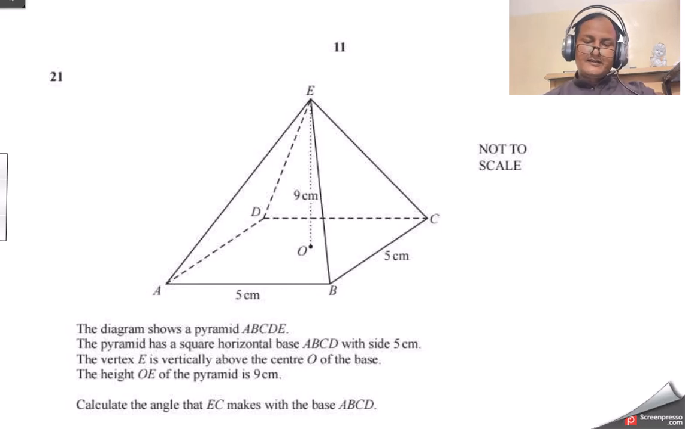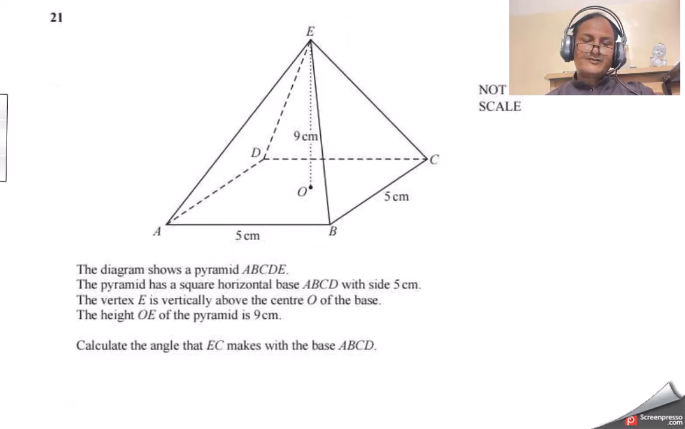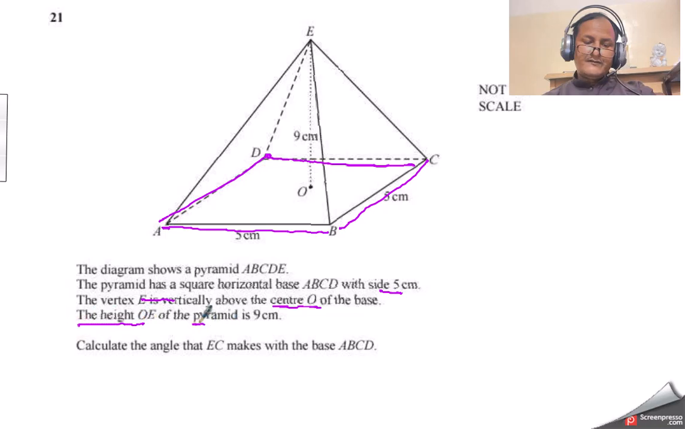Okay, we have another question, that is the mensuration topic. The diagram shows the pyramid ABCD, a square with side 5 centimeters. The vertex is E, the center of the base is O, and the height OE of the pyramid is 9 centimeters. This is the 9 centimeter perpendicular height.